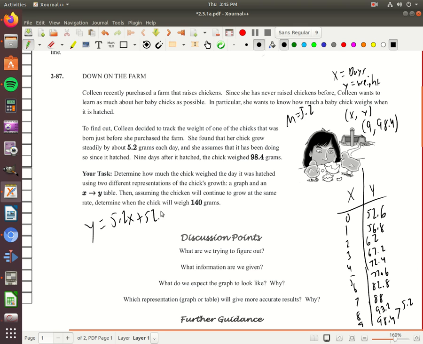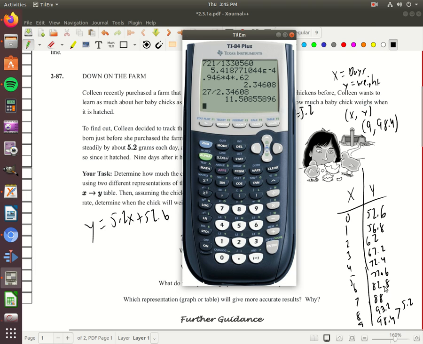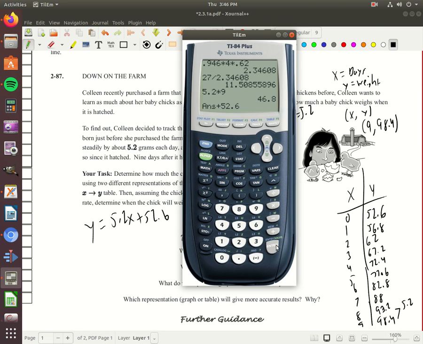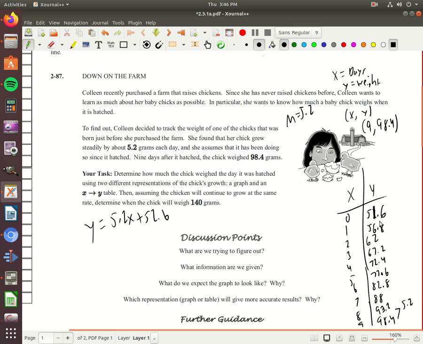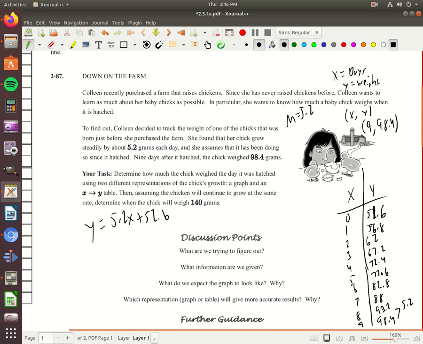So I'm coming up with the equation y equals 5.2x plus 52.6. And what I would want to do here is plug in day 9, because I know day 9 should give me 98.4. So I'm going to check my equation. 5.2 times 9 plus 52.6 should equal 98.4 if I'm right, and I'm wrong. Obviously I was off by, I think, just right there was where I was off. That should be 51.6. If I plug 1 into my equation, 5.2 times 1 plus 52.6, oh no, I was off right there as well.